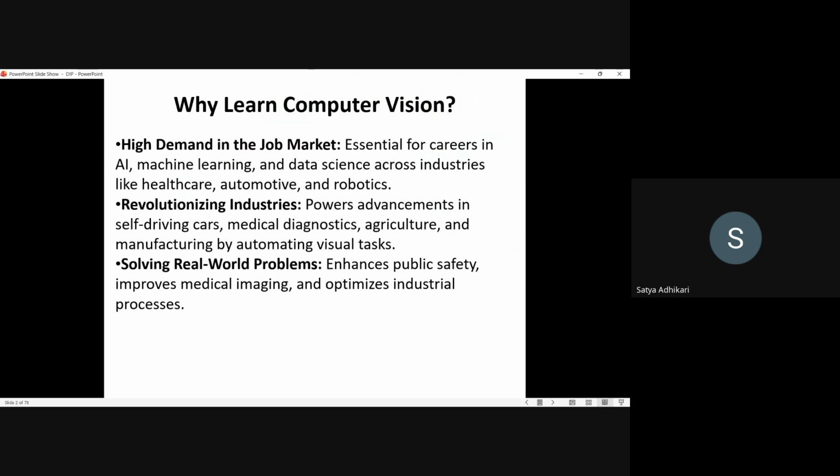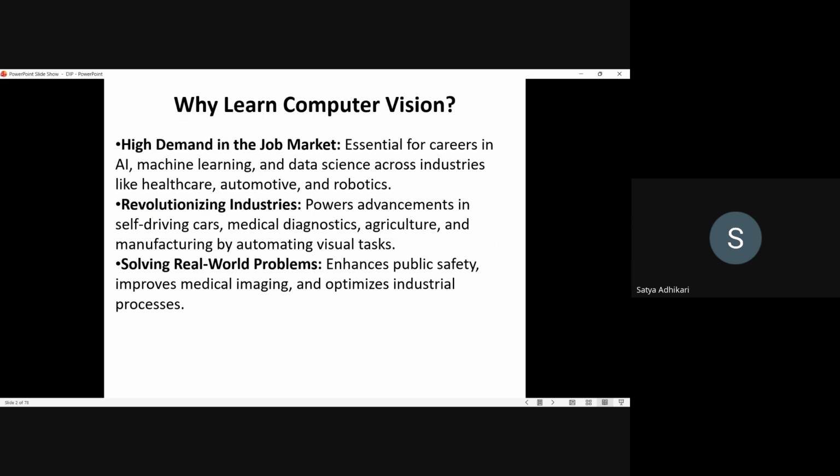So why computer vision? High demand in the job market. It is essential for careers in AI, machine learning, and data science across industries like healthcare, automotive, and robotics. This is the first application: revolutionizing industry. It powers advances in self-driving cars, medical diagnostics, agriculture, and manufacturing by automatic visual tags. This is automatic. No human is involved in these tags.